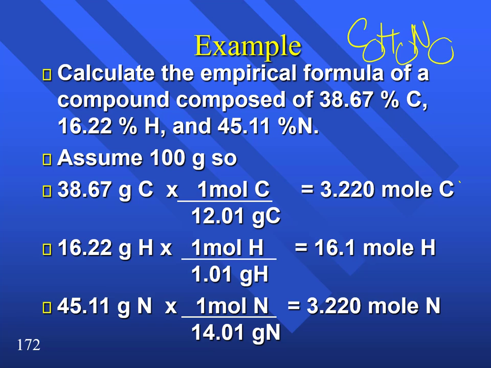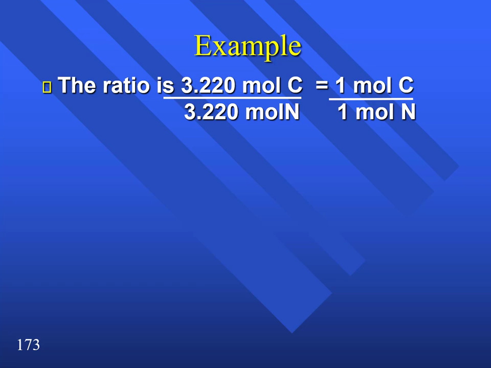Now I need to see the ratio of those moles, because the ratio of those moles should be whole number ratios. So it says pick the smallest number here. What's the smallest number here? 3.22. Doesn't matter whether I pick moles of carbon or moles of nitrogen. But the key is the smallest number is 3.22. So now I'm going to divide everything by 3.22 moles. I picked the nitrogen. Didn't matter which one I picked, I'd have gotten the same answer.